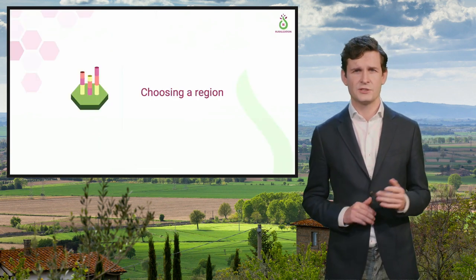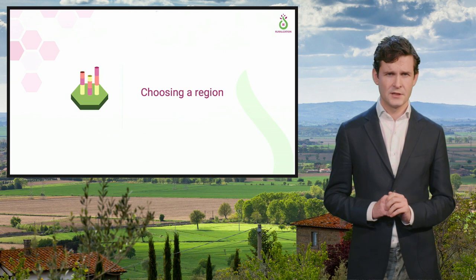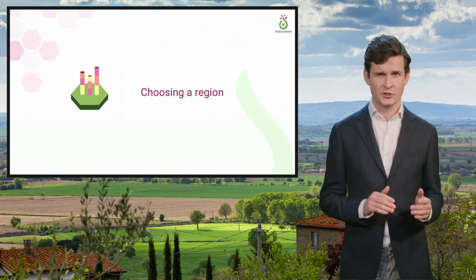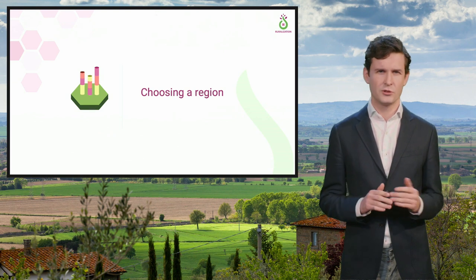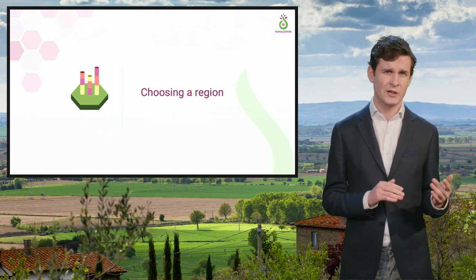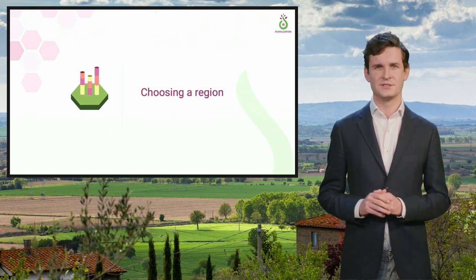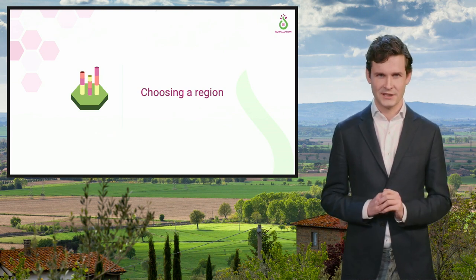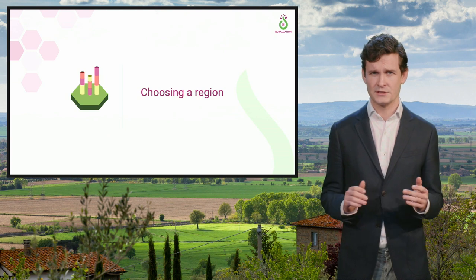So, what is the size of the region that you can select? The ideal scale of the region largely depends on the local context, but it makes sense to look at areas between 100,000 and 2 million inhabitants. The structure of government and the way civil society is organized can also play a role in selecting the region.